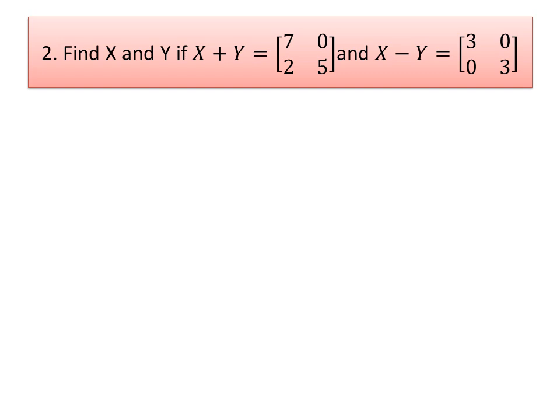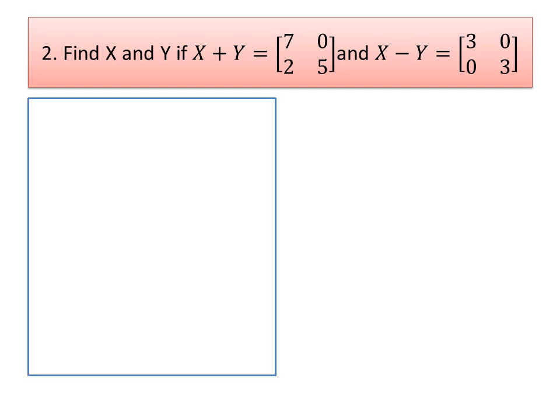Second example: find x and y if x plus y is equal to [7, 0; 2, 5] and x minus y is equal to [3, 0; 0, 3]. We'll consider these two as simultaneous linear equations. As you all know, by elimination method we can find the unknowns x and y. So I apply the elimination method over here.